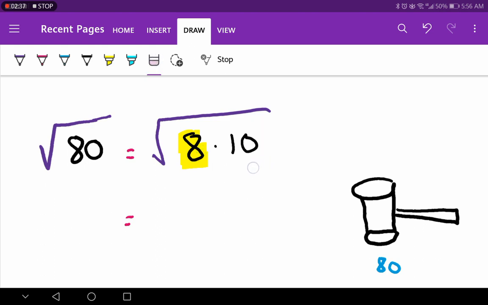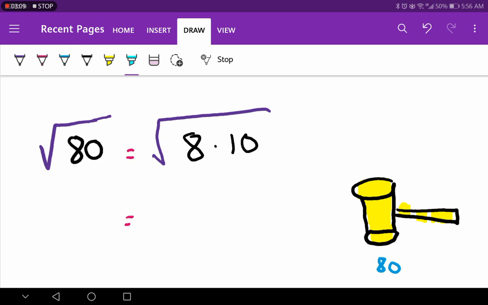So, teacher, you break to find a perfect square number? Yes, I use my hammer to break the number, to figure out which factor of 80 is a perfect square number. Are you happy with that? Me too. So neither the 8 nor the 10 is a perfect square number.